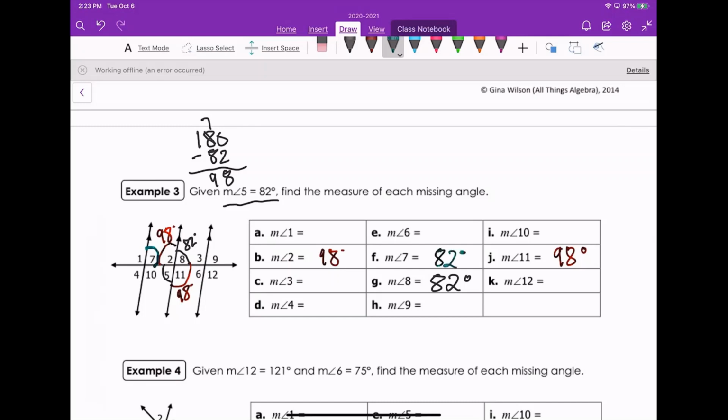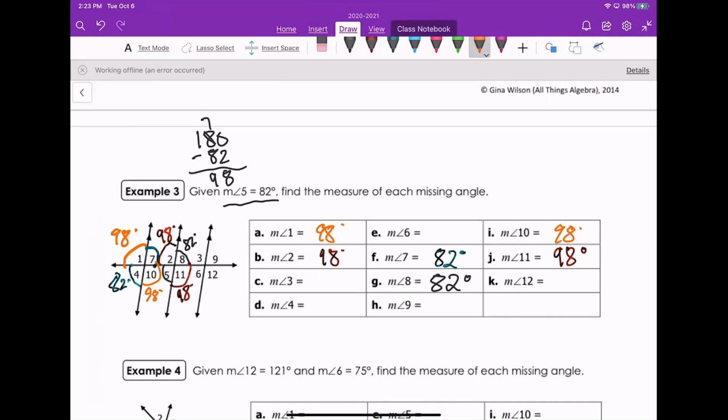Now, I know that angle 7 and angle 4 are vertical angles, so that lets me know this is 82 degrees. I know that angle 1 and angle 4 add up to 180, so that lets me know that angle 1 here is 98 degrees. And then angle 1 is vertical to angle 10, so angle 10 is 98 degrees.